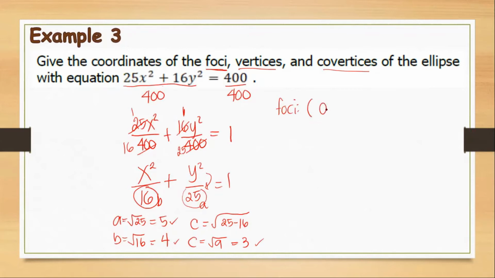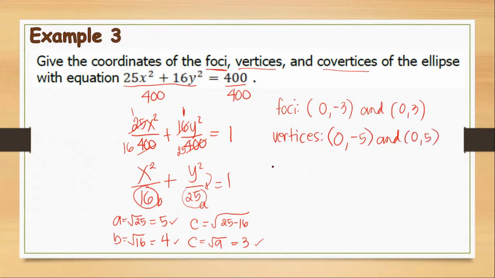That will be 0, -3, and 0, 3. Our vertices will be at A, which is 5, so that's 0, -5, and 0, 5. And lastly, the co-vertices will be found at our X part, so that is 4. We have -4, 0, and 4, 0. Those are the parts of the ellipse that we have to find on our example 3.